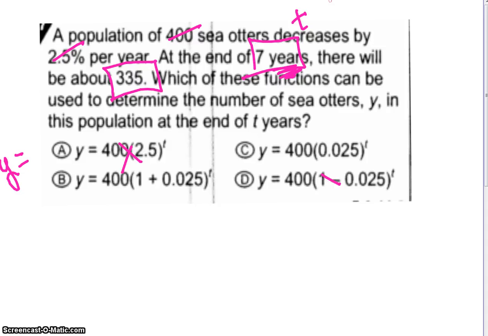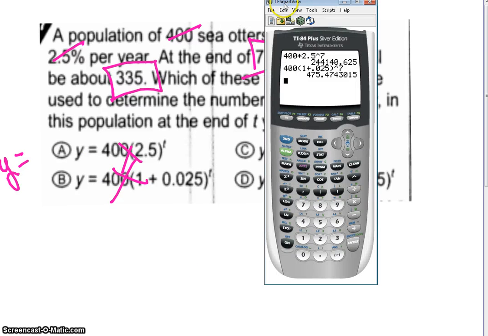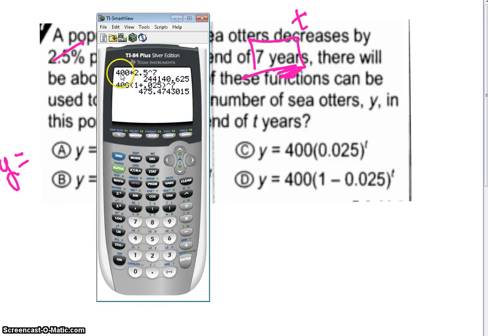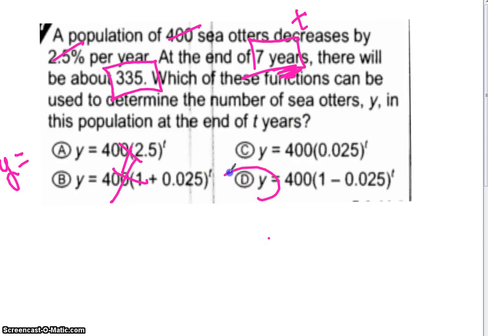So it looks to me like neither A nor B is correct. So now we're going to move the calculator and we're going to try C and D. So we're going to say 400, open parentheses, 0.025, close parentheses, rooftop 7. And that looks way wrong. 400, open parentheses, 1 minus 0.025, close parentheses, rooftop 7, and finally 335. Okay, so your answer is D. You were just putting them into your calculator and seeing which one worked.